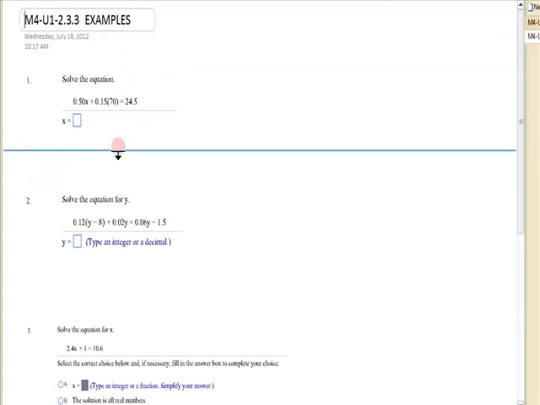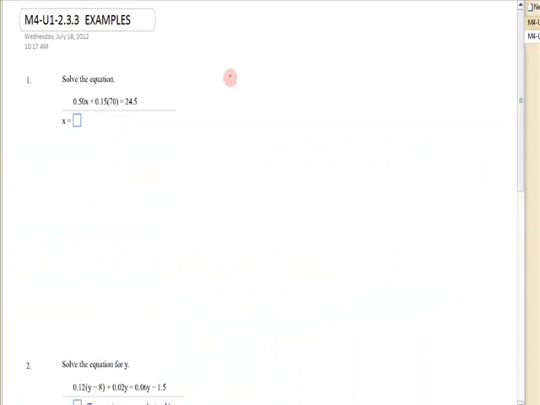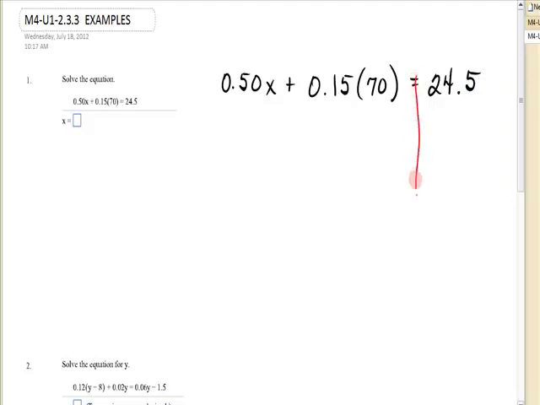Get myself a little bit of workspace. All right, I have 0.50x plus 0.15 times 70 is equal to 24.5. Now, in this problem, I have hundredths, 50 hundredths, 15 hundredths, and 5 tenths. Well, if I had tenths and hundredths, the common denominator would be hundredths.